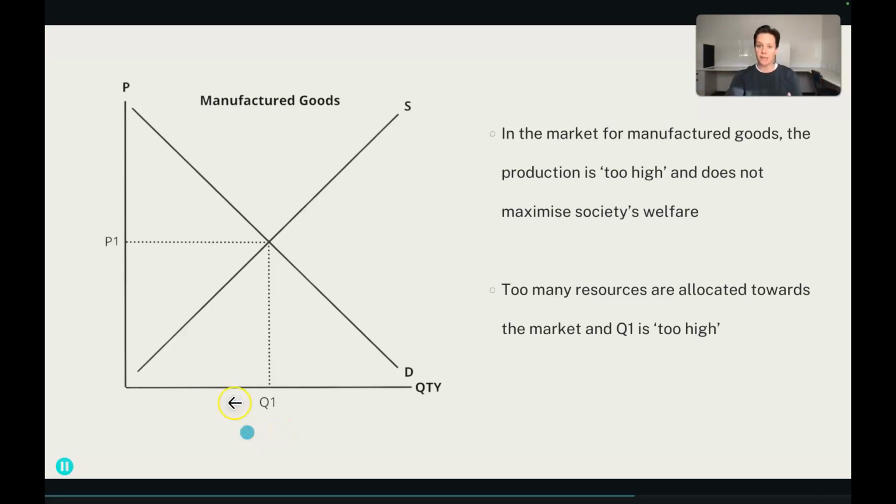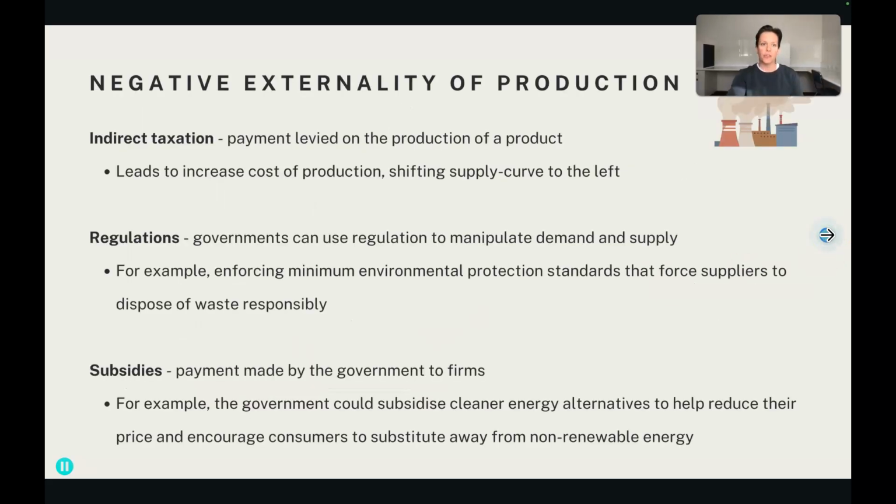So the government now needs to come in and find some solutions that, once again, are going to shift demand to the left or supply to the left, such that the new equilibrium points that are created correspond with a lower Q, once again Q2 being smaller than Q1, to address that initial over allocation of resources. So if we look at negative externalities of production, and I'm going to use pollution as this example here, some of the ways governments could respond could once again be an indirect tax.